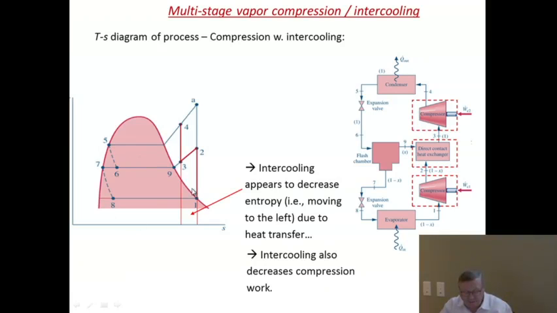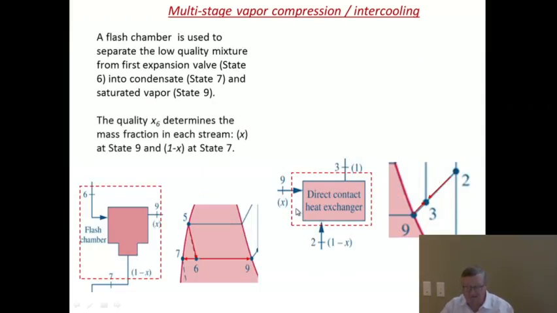The work is 1 to 2 to 3 to 4 to 5 to 6, 7, 8, 1. You see that work is decreased vis-a-vis what it would have been had we gone all the way up to A. So that is the useful part of the intercooler. It decreases the compression work.